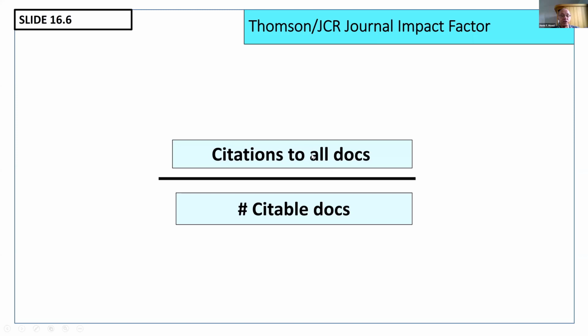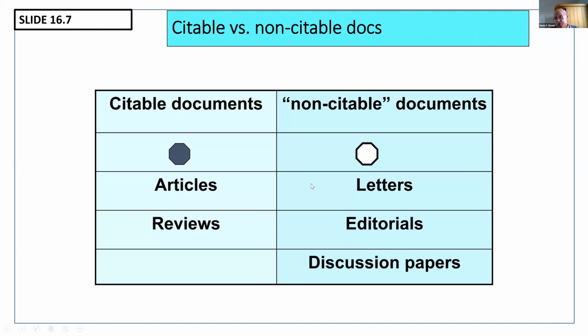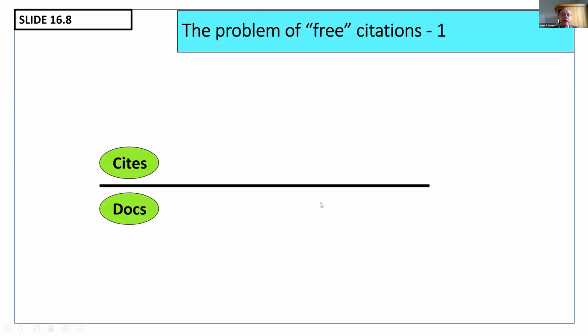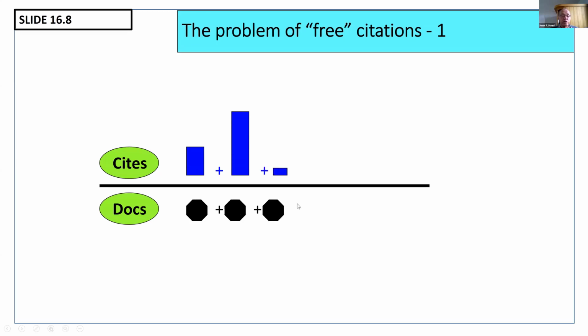So impact factor, that's citations divided by number of citable documents. But you have several types of documents. So we have citable documents and documents that are defined as non-citable, like letters, editorials, discussion papers, and so on. Now, in the calculation of the impact factors, the Institute for Scientific Information, or Clarivate, operated as follows. Here I see one paper, that's the black symbol here, that is cited a number of times. Here another paper, cited even more. Here a third paper, not cited so much.